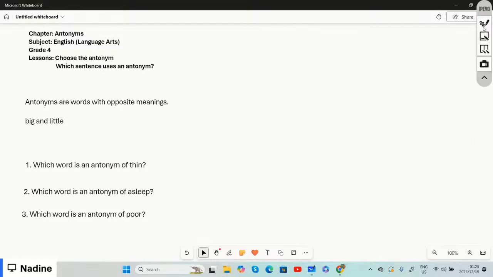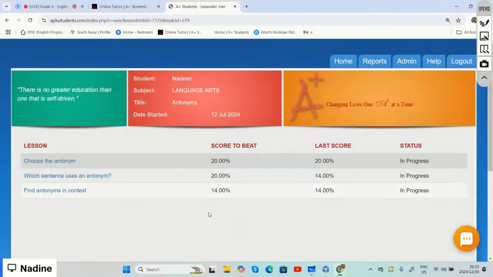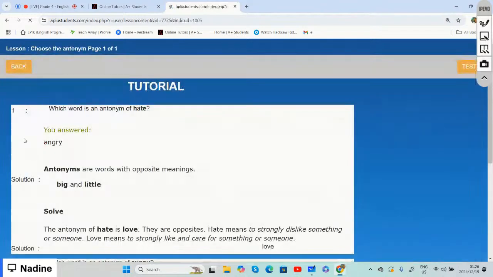All right, so now we're going to A plus students.ca and we're going to choose the antonym. And we're also going to say which sentence uses an antonym. We already said that an antonym or antonyms are words with the opposite meaning, right? It's words with the opposite meaning.